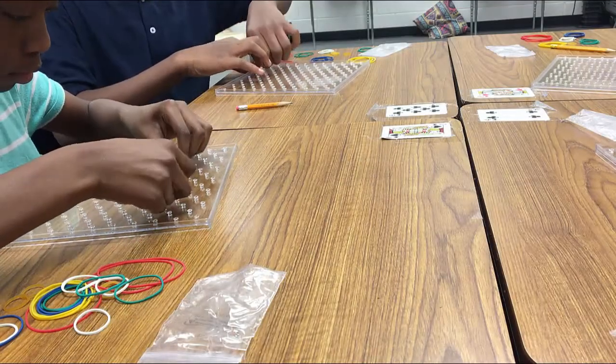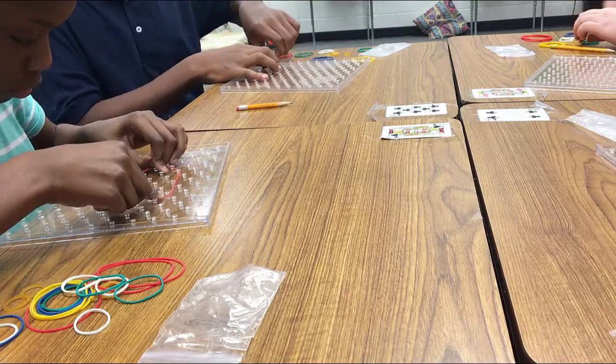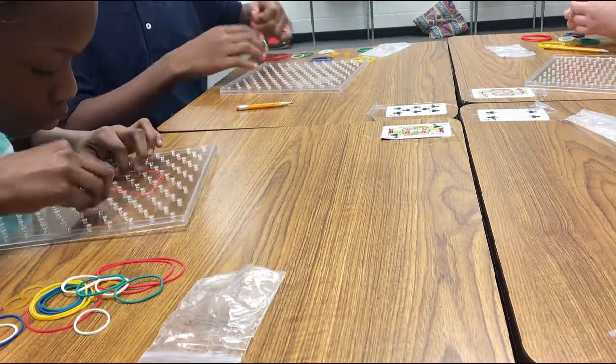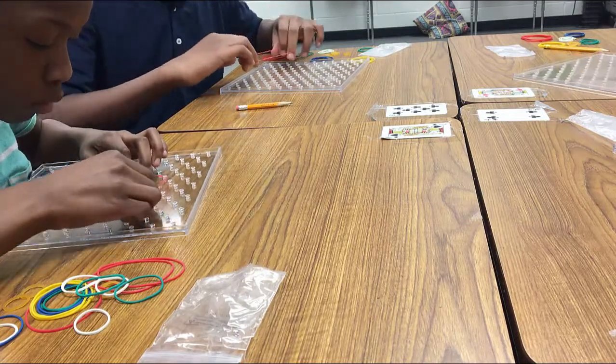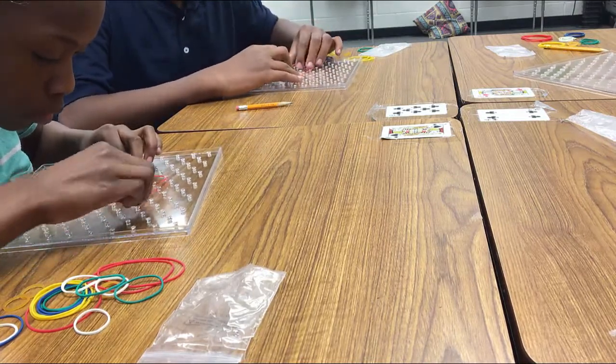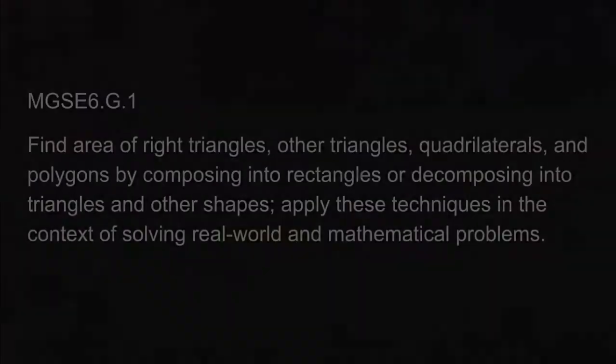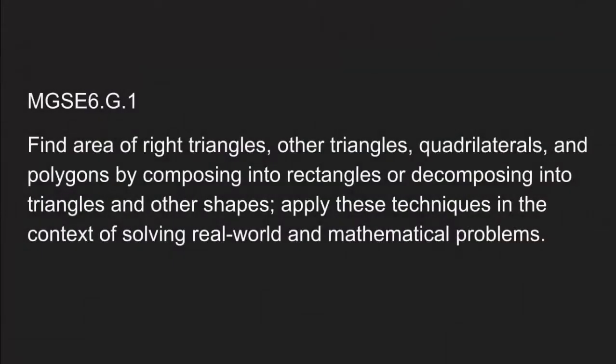Using the shape, composition, and decomposition skills acquired in earlier grades, students learn to develop area formulas for triangles and determine the area of quadrilaterals. This video will focus on MGSE6.G.1. Find area of right triangles, other triangles, quadrilaterals, and polygons by composing into rectangles or decomposing into triangles and other shapes. Apply these techniques in the context of solving real-world and mathematical problems.